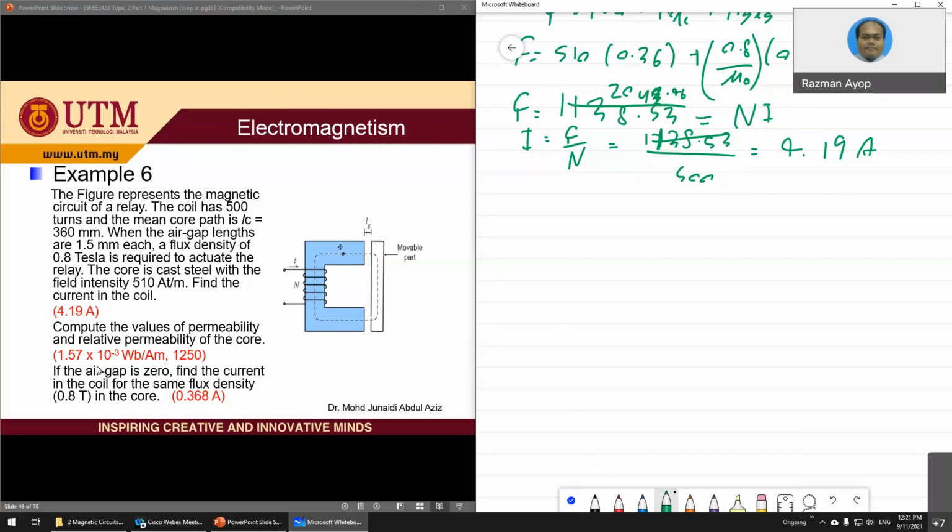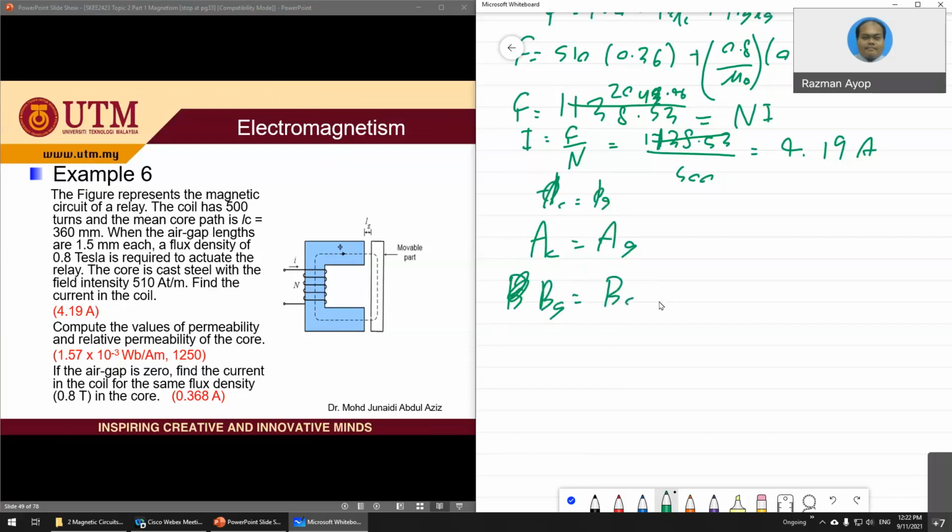Okay, next, compute the value of permeability and relative permeability of the core. Because this is a series circuit, it means that the flux for the core is the same as the air gap. And because there is no mention of the fringing effect, the area at the core equals the area at the gap. So B at the gap is equal to B at the core.